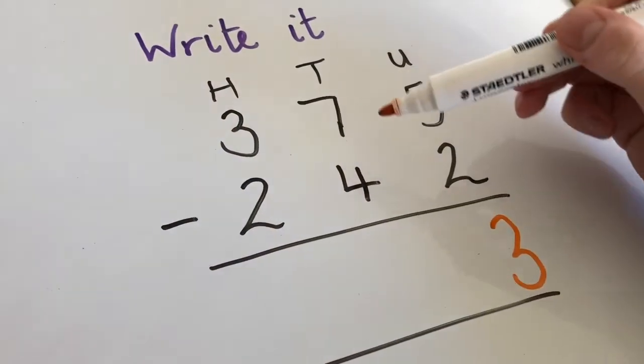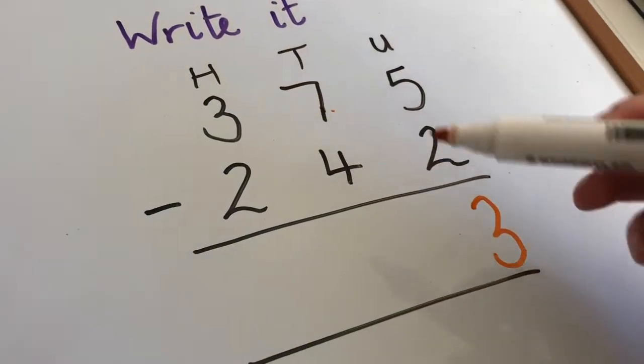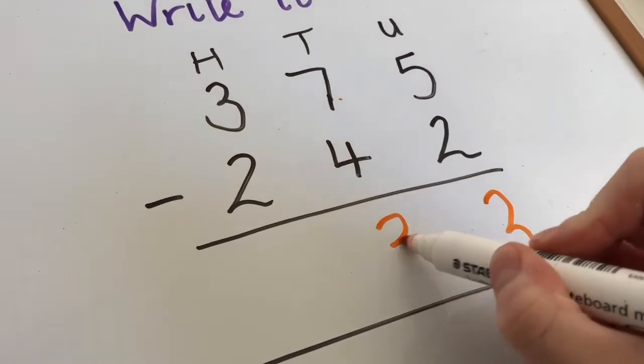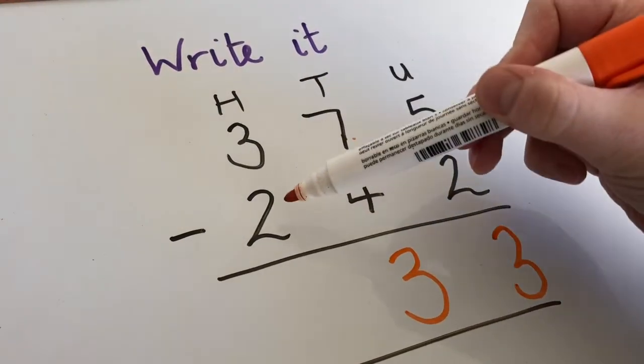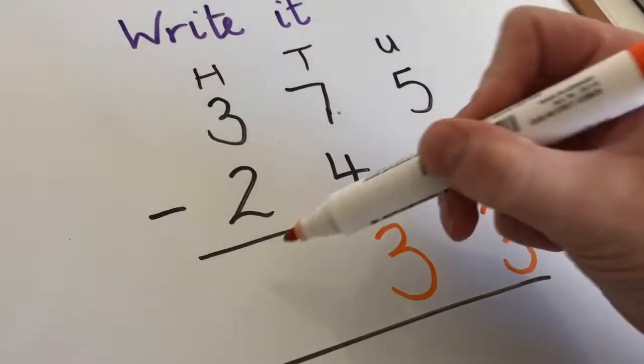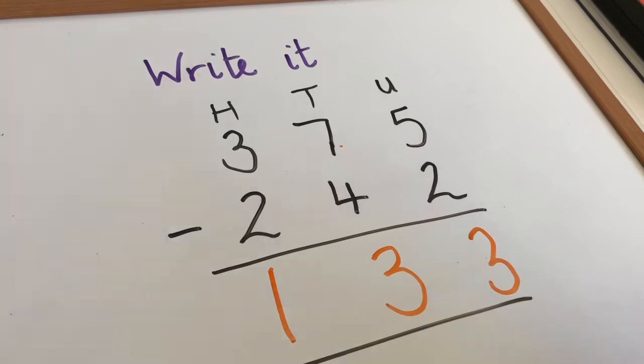Then we've got 7 take away 4, which is the same as 70 take away 40, which I know is 30. So 3 goes in the tens place because 3 tens is 30. And then we've got 300s take away 200. 3 take away 2 is 1. Again, the answer is 133.